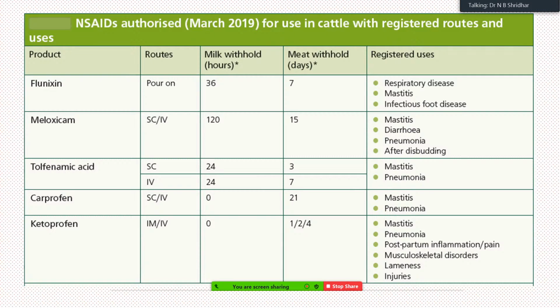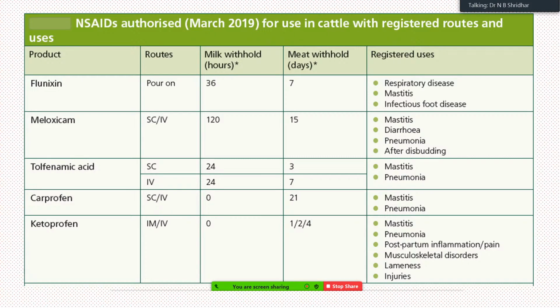Whereas the meat withhold days is 3 to 7 in different routes. And carprofen, it is subcutaneous and IV. There is no milk withholding, and the meat withholding is about 21 days.